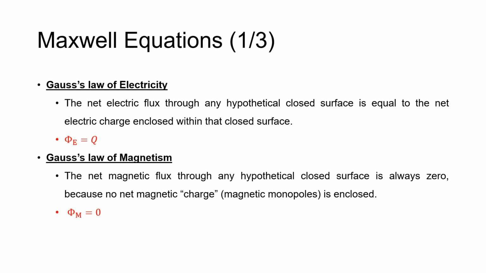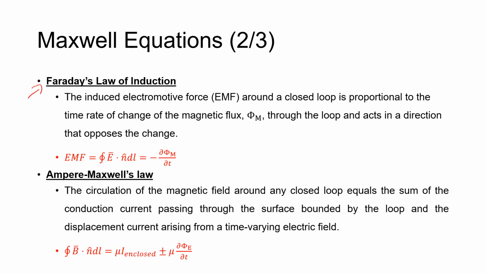In the past videos we have actually studied this, so we just summarize here. Gauss law states that Φ_E equals Q, which means the electric flux equals the enclosed charges. In the case of Gauss law for magnetism, we have no magnetic charge, so the flux equals 0. The third law is Faraday's law of induction, and it mentions that the electromotive force equals the rate of change of the magnetic flux with opposing direction. And finally, the Ampère-Maxwell law, which maintains that the magnetic field around any closed loop equals the enclosed current.